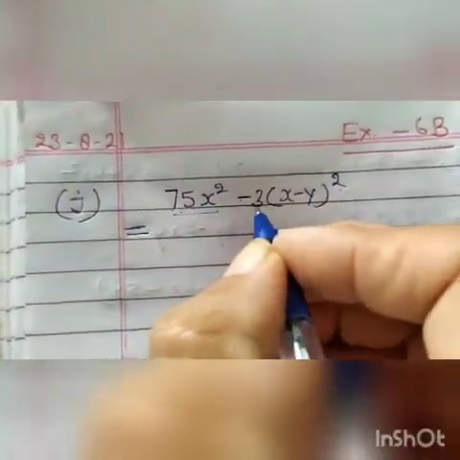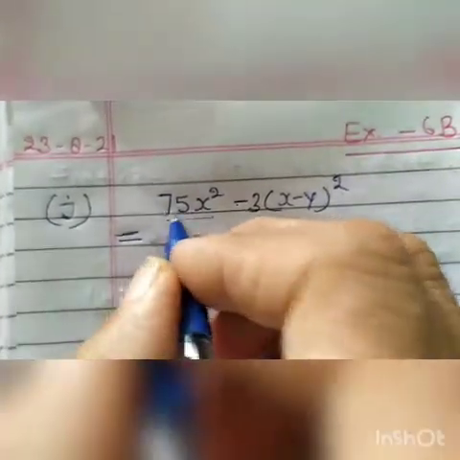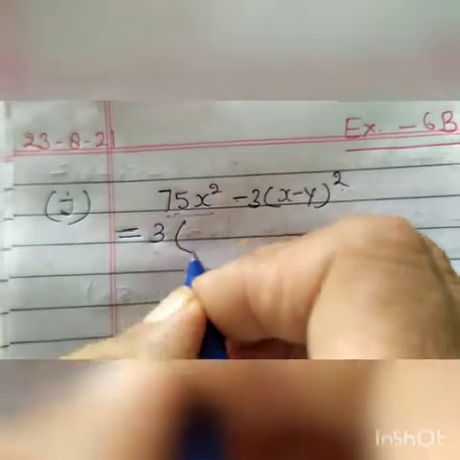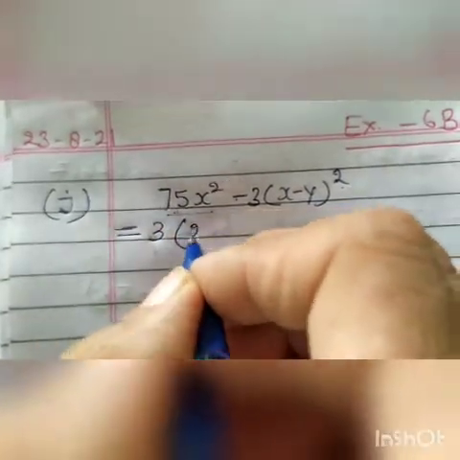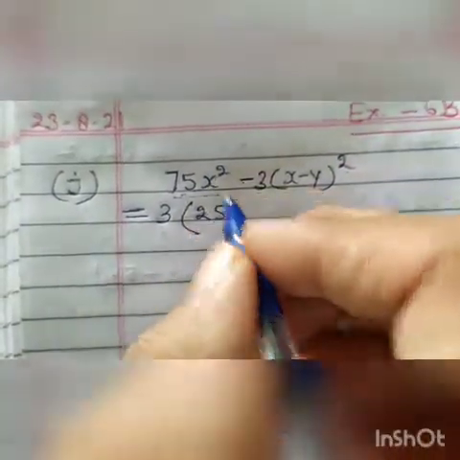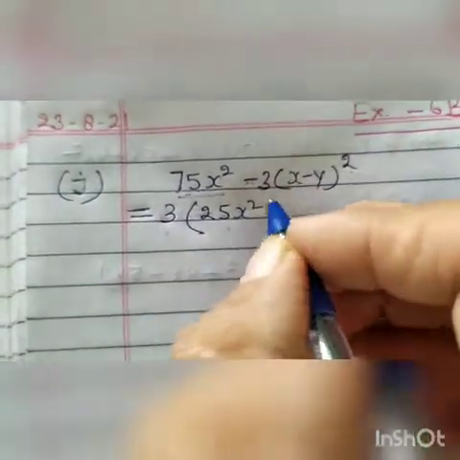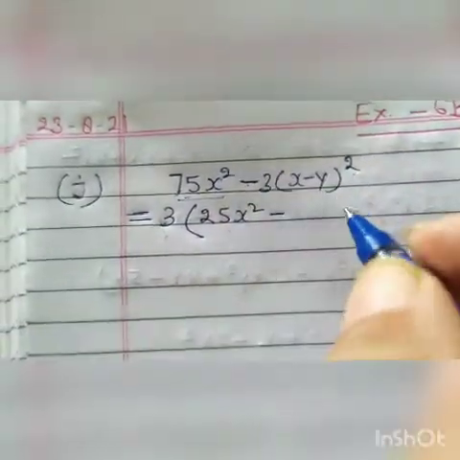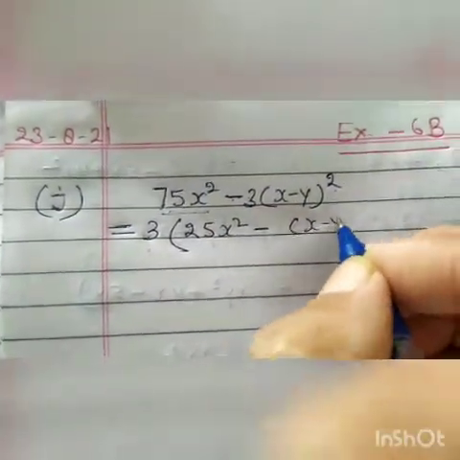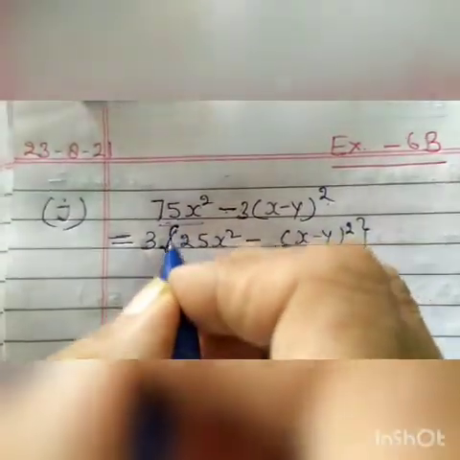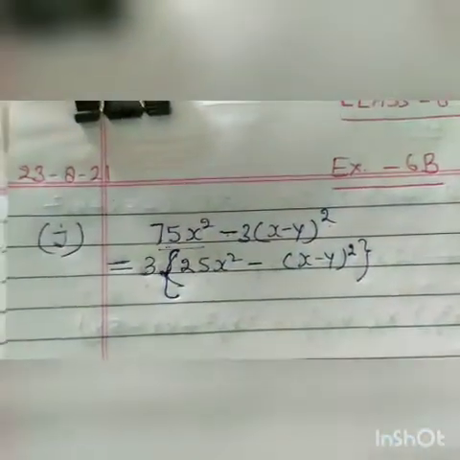Students, see, we can take 3 common from both the terms. If we take 3 common, then 3 ones are 3, 3 twos are 6, 1 remainder, 15, 3 fives are 15, 25. This x square, then 3 is common already here. We will put this minus sign, and x minus y whole square. We will write like this.